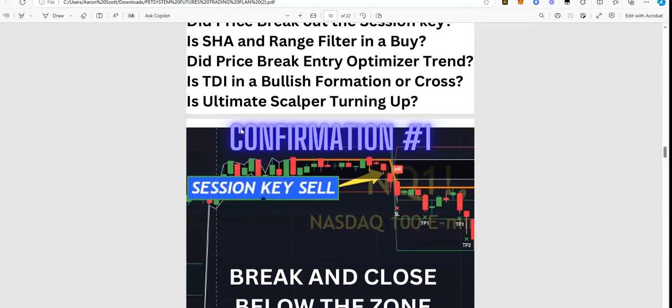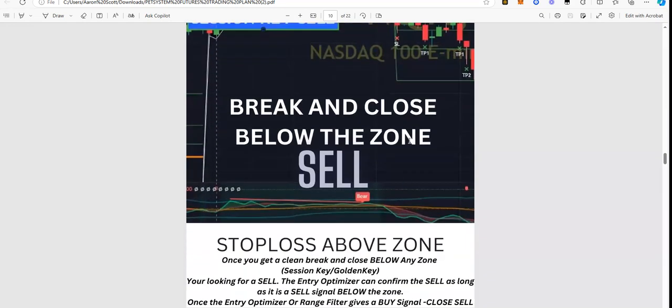So you're looking for the zone. Once the zone is applied, you're going to get the zone. At the top of the hour, you wait for the break. When it breaks, it's going to give you the sell, entry, take profit 1, 2, and 3, and the stop loss. But of course, you want to make sure you confirm the trade.